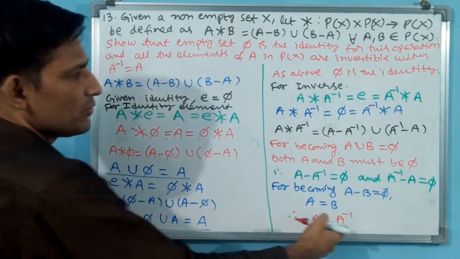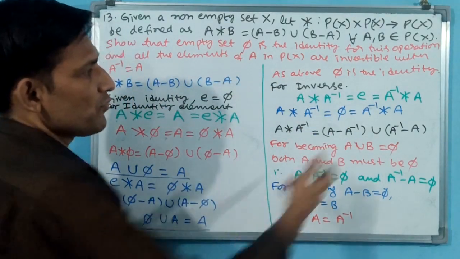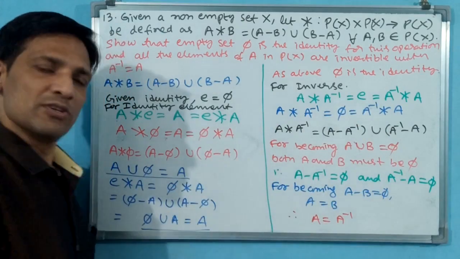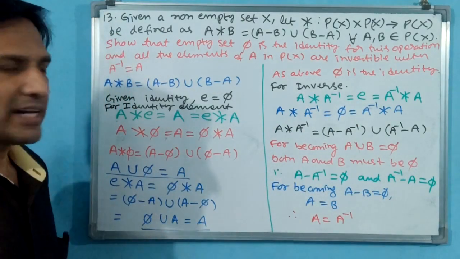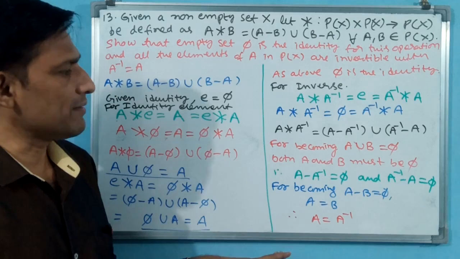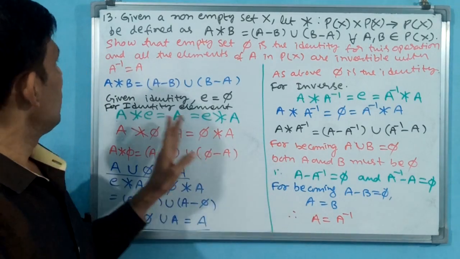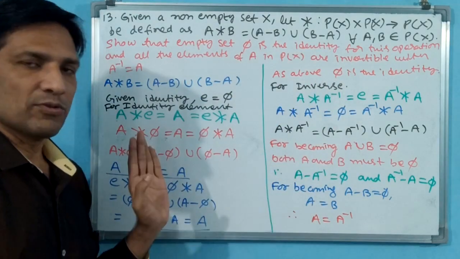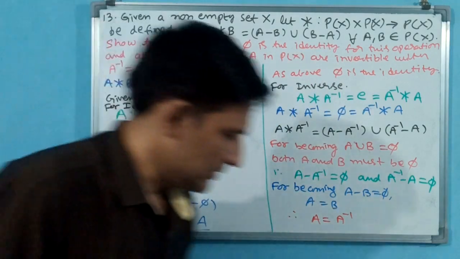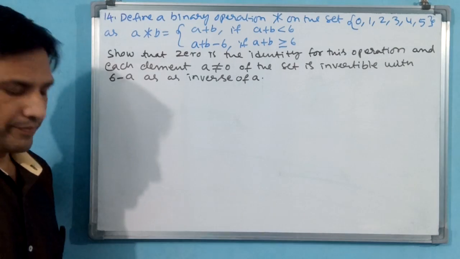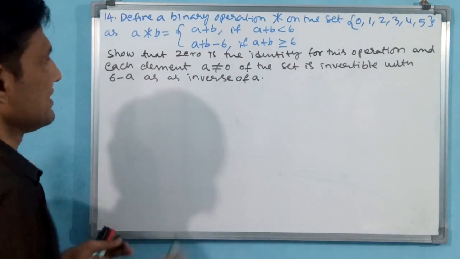Okay, A is equal to A inverse. Even if we take A inverse minus A also, the same thing is going to come. That is why we need not take unnecessary wastage of time. Therefore A is equal to A inverse. Now we have finished this 13th question. Let us go for the 14th question. Okay, see the 14th question. What they have written.